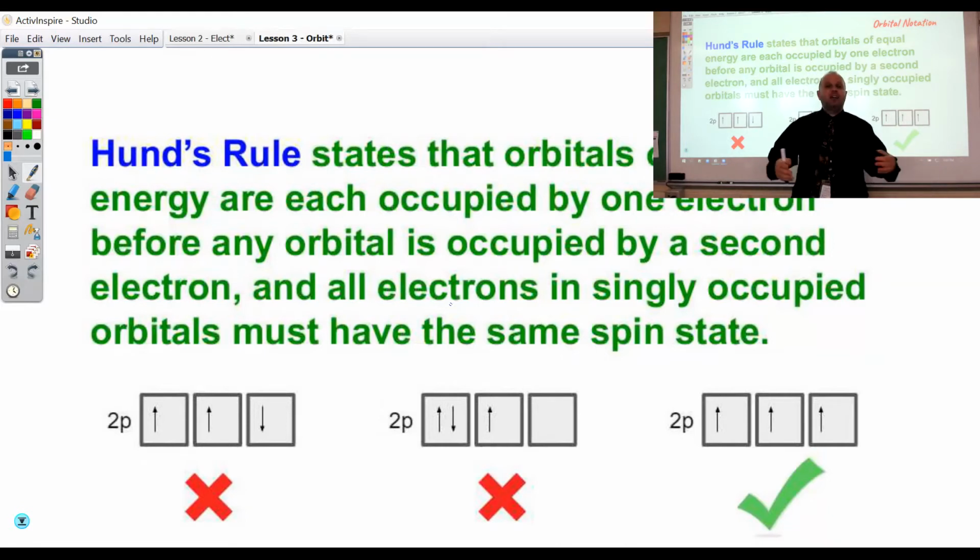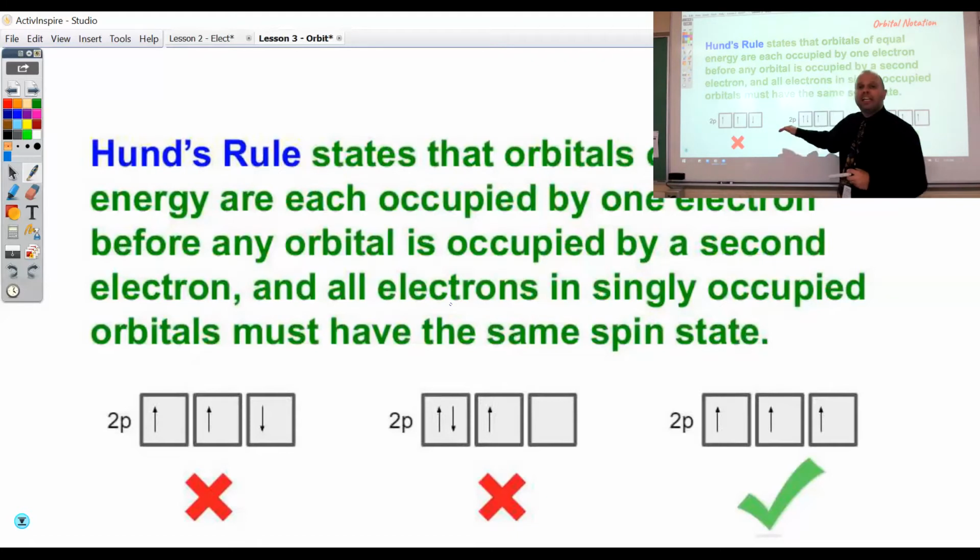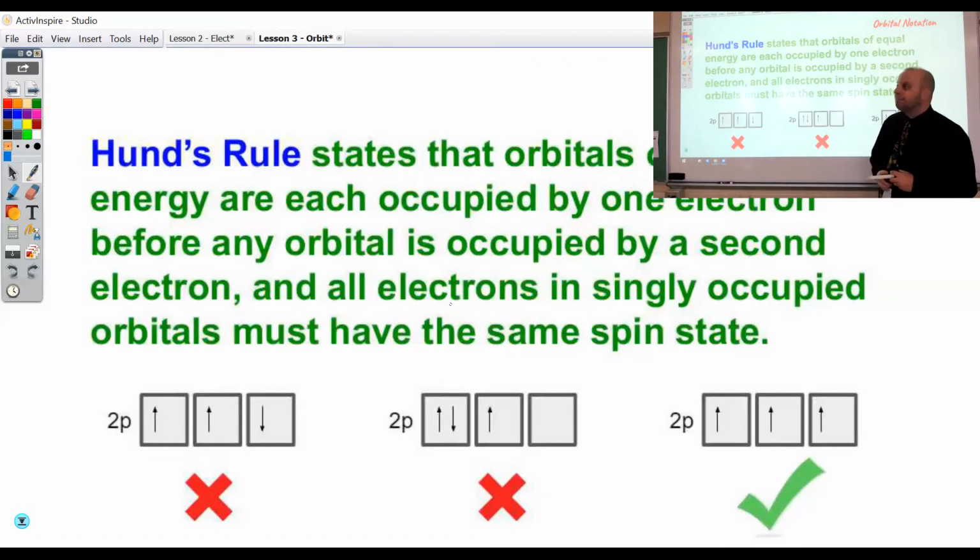Now, the easiest way to think about this rule is to consider Thanksgiving. Imagine you're sitting at a large Thanksgiving dinner with your extended family, and the mashed potatoes come to you. You scoop out some mashed potatoes, you pass it on to the next person. You will not get a second opportunity for those mashed potatoes until everyone at the table has had their chance to get one. That is exactly what happens here. No electron will occupy an orbital before each of the orbitals that are equal in energy each get 1.